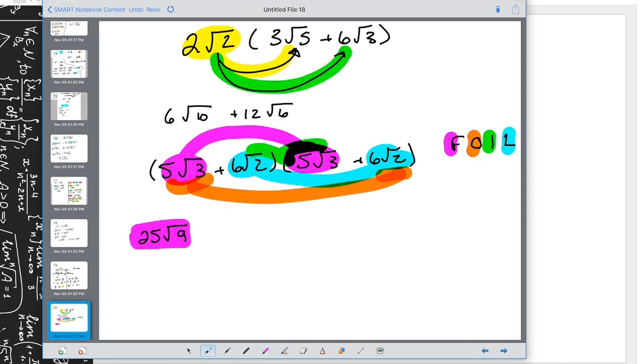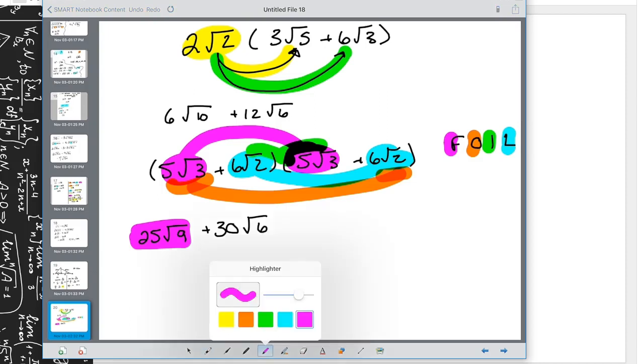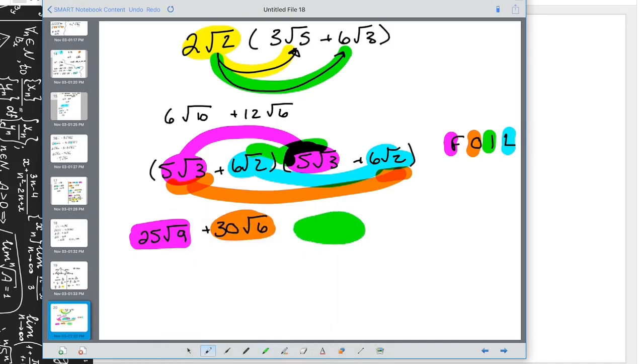Now we're going to do our outside. So 5 root 3 times 6 root 2. Multiply those coefficients. So 5 times 6 is 30. Multiply those radicands. Root 3 times root 2 is root 6. Now our inside. So our inside is that green one. 6 root 2 times 5 root 3. So 6 times 5 is 30. Root 2 times root 3 is root 6. And finally our last, which is that blue. 6 times 6 is 36. Root 2 times root 2 is 4.